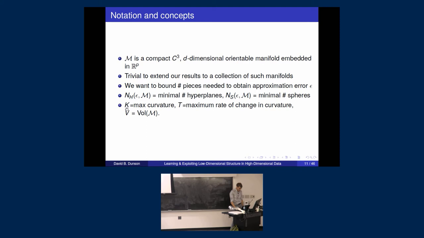We have a couple of constants that matter a lot. K is the maximum curvature. Your manifold might be really curved, really far from linear, and then hyperplanes aren't going to do very well. If you have a high maximum curvature, probably they're not going to do very well. Spheres don't mind a high maximum curvature. Another thing that matters is the maximum rate of change in curvature. If I'm sitting on top of a hill, a surface, and I walk in different directions, how steep does it fall off in different directions? If that varies a ton, and I'm trying to approximate it accurately at the top of the hill, then my sphere might not be that great because it has the same curvature everywhere. That's a worry with spheres.